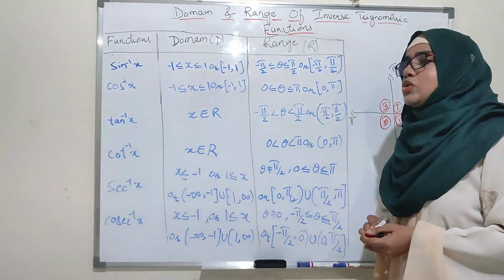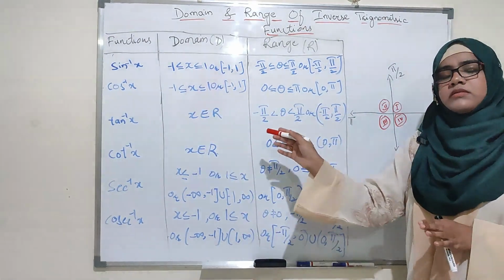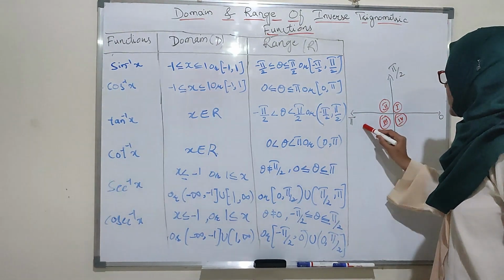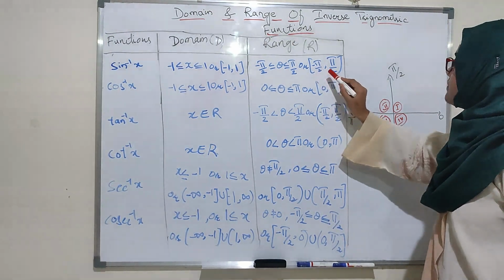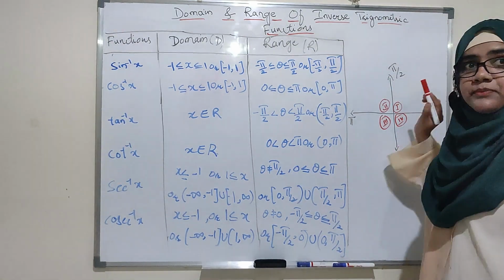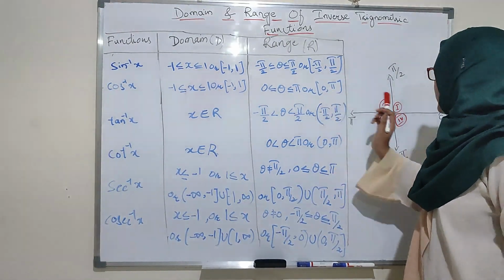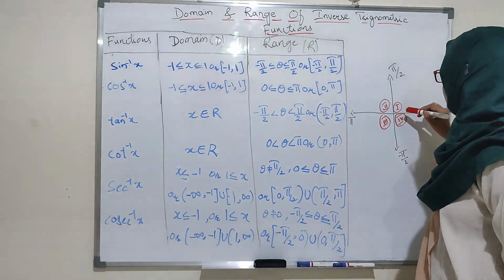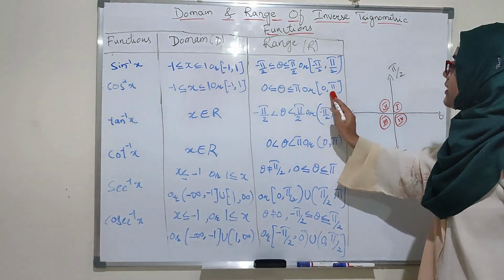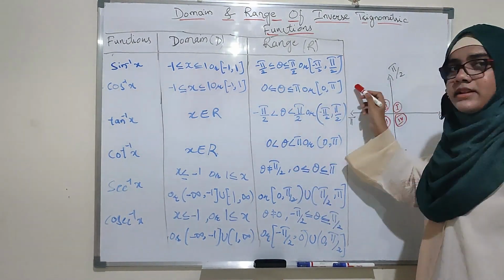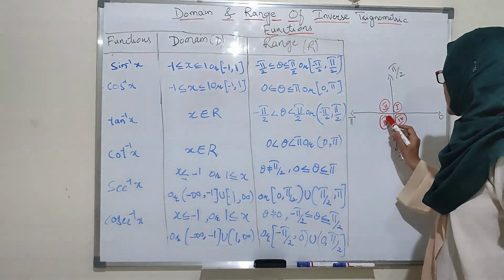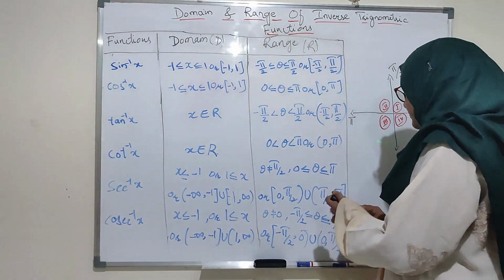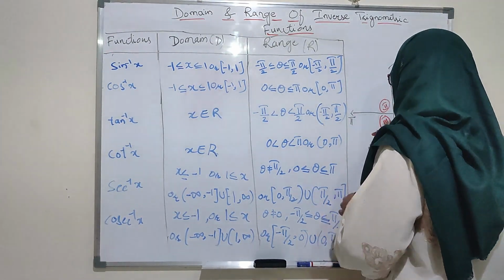This is the fourth quadrant. So from this column of domain and range values, you can see that nothing lies in the third quadrant. Minus pi by 2 to pi by 2 means first and fourth, 0 to pi means first and second. And for cos we have 0 to pi, first and second quadrant. So nothing lies in the third quadrant, so we have to leave this quadrant.